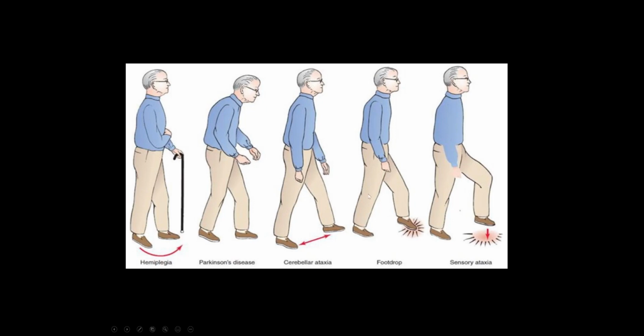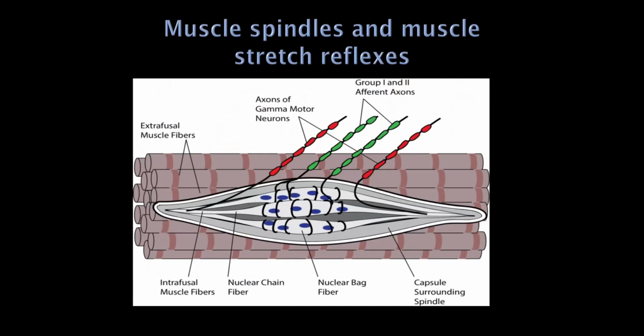Okay, we've already talked about a steppage gait due to a foot drop in peroneal neuropathy and L5 radiculopathy, and we'll come to these other gait disorders later on.